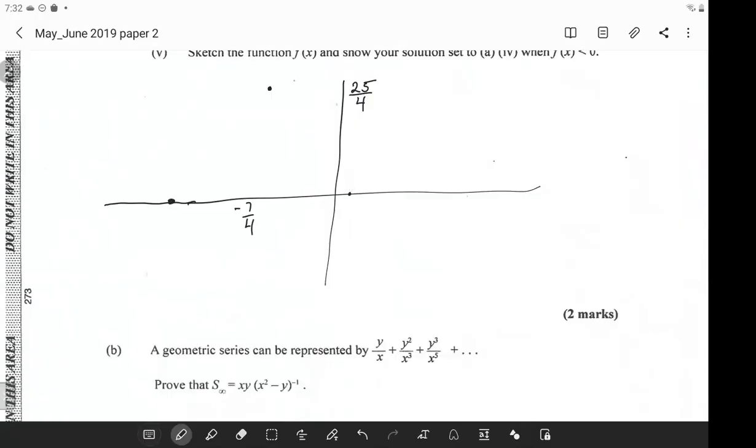So our graph would look something like this. This is our turning point. I try to get as smooth as possible. Something like that. We could work with this.